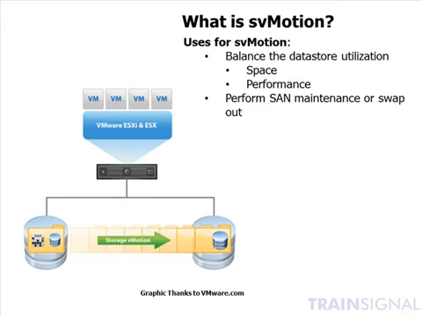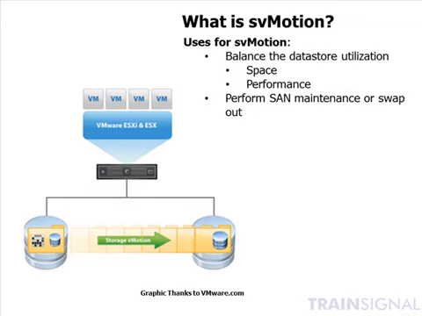It's also a great way to perform storage area network maintenance or swap out. So let's say you have an older storage area network, you're moving to a brand new SAN that you just are swapping out on lease, and you need to move these virtual machines from one SAN to another, from the old SAN to the new SAN. You can use storage vMotion and the virtual machines never have to go down, even though you're replacing a storage area network. By the way, you could also use storage vMotion if you need to perform SAN maintenance.